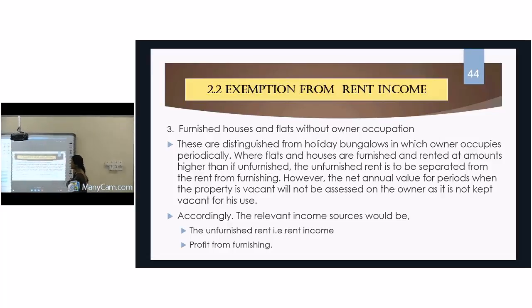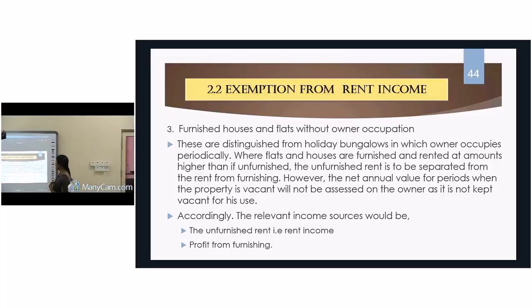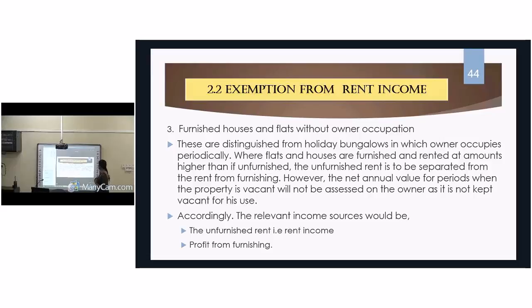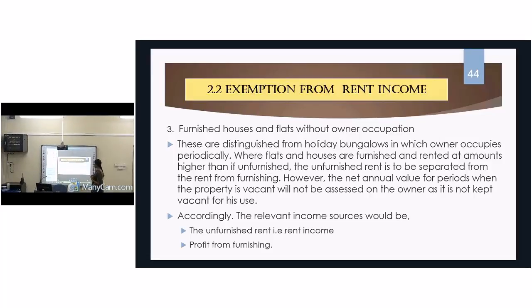That means if it is rented out furnished, the unfurnished rent is to be separated from the rent from furnishing. However, the net annual value for the periods when the property is vacant will not be assessed on the owner, as it is kept vacant for his use.